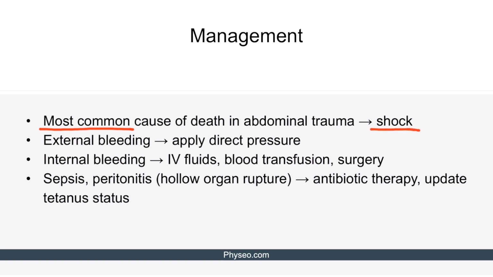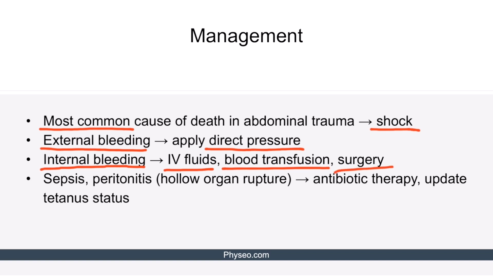Hence, during the primary survey, it is important to evaluate for internal and external sites of bleeding, check blood pressure and heart rate, and evaluate for cardiac tamponade. In the case of external bleeding, apply direct pressure. In the case of internal bleeding, give IV fluids or a blood transfusion and refer to surgery.